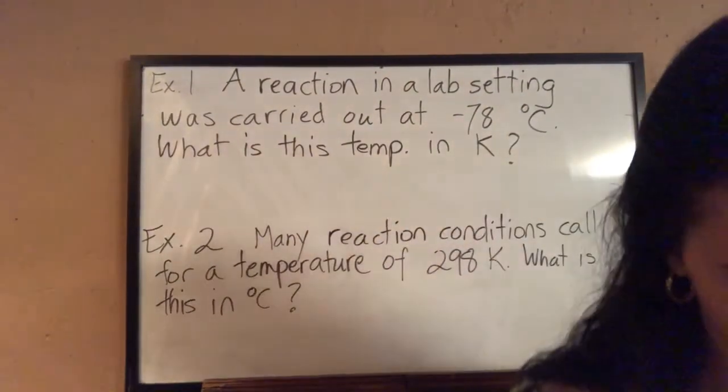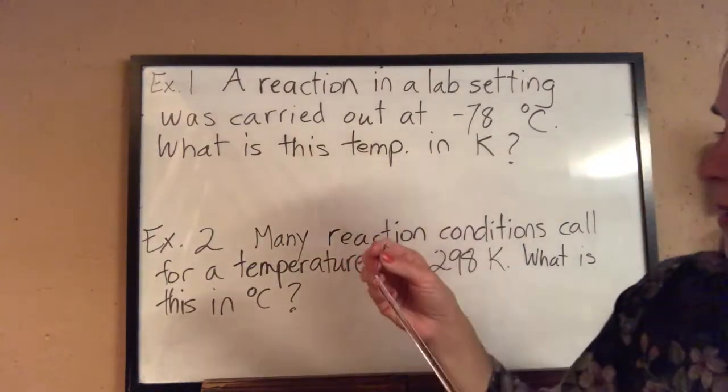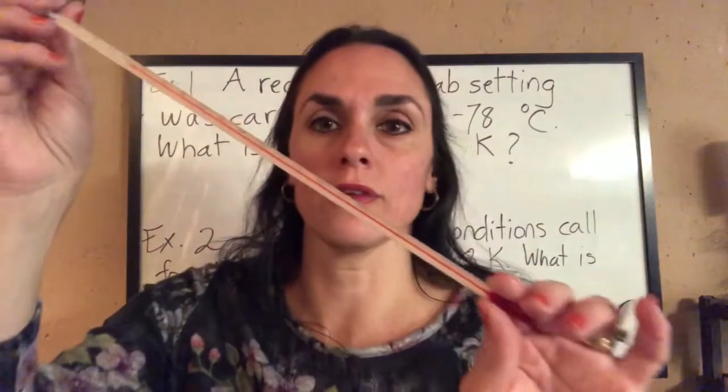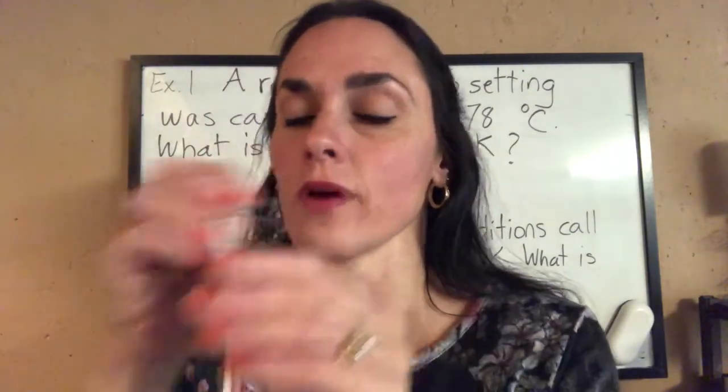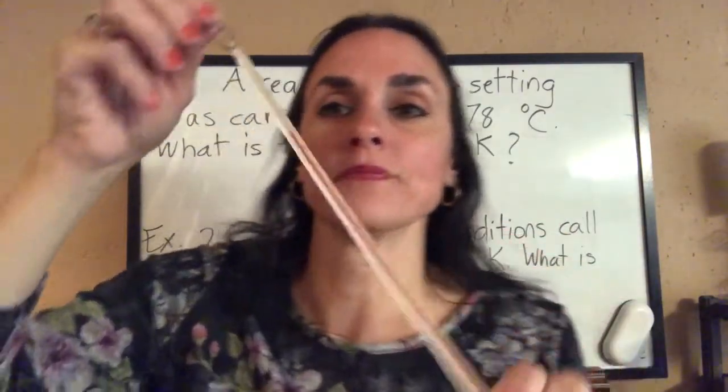Okay, let's do two examples with conversions, Celsius to Kelvin and vice versa. Before we do that, I just wanted to show you a Celsius thermometer. I know it's hard to see in the video, but this Celsius thermometer actually can measure down to negative 100 degrees Celsius. Oh, you can't see it. You'll have to take my word for it.